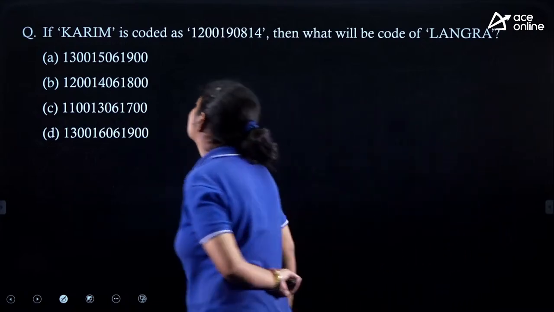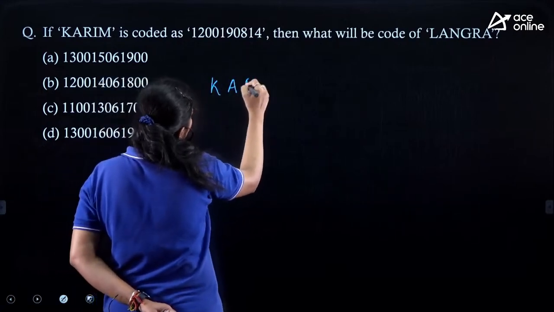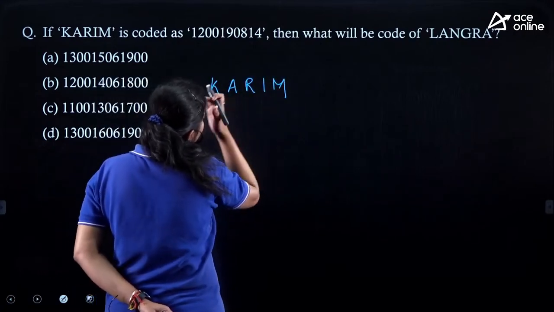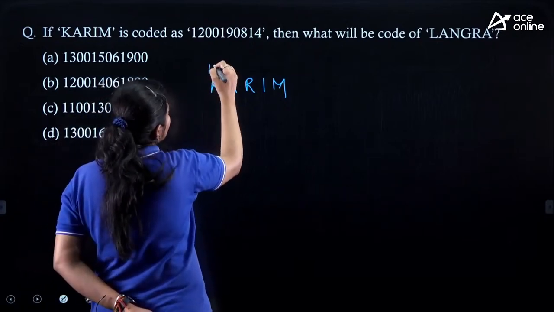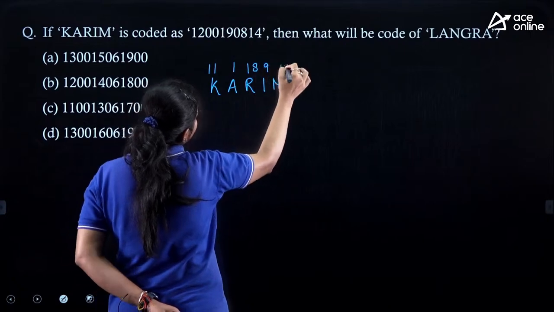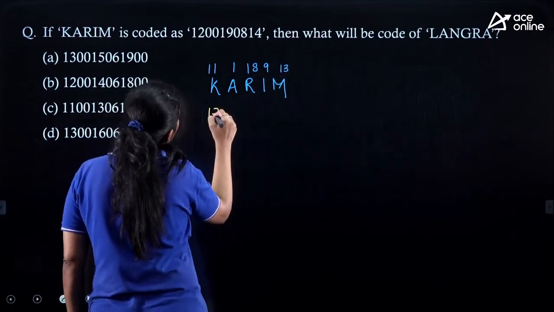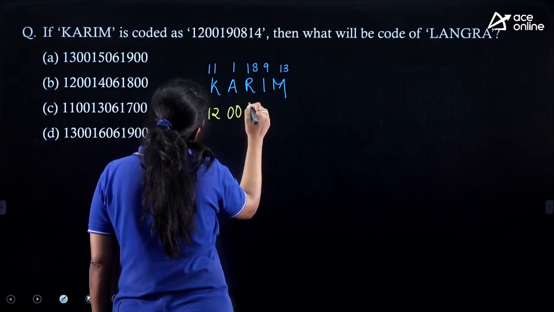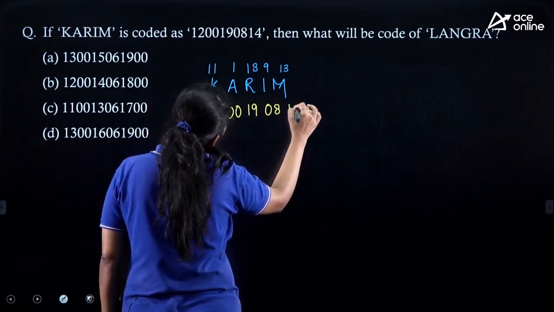Quite easy. As I've told you, if you know the associated numbers, you can easily solve all these kinds of questions. This word is Kareem, right? The associated numbers are 11, 1, 18, 9 and 13. Now this is coded as 12, 0, 0, 19, 0, 8 and 14.